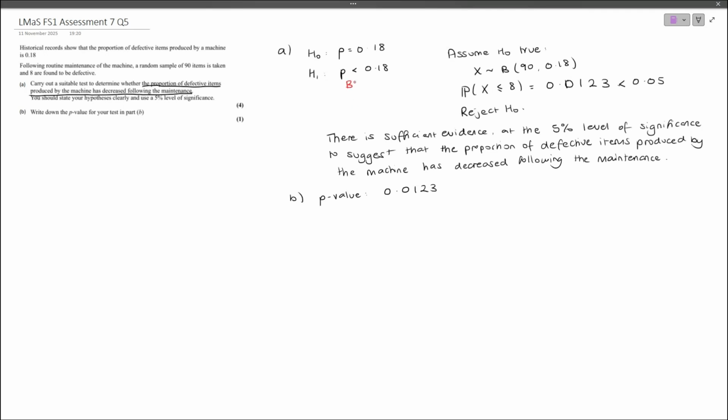There's an independent accuracy mark for the hypotheses, a method mark for a distribution, an accuracy mark for a probability, and an accuracy mark for a conclusion in context. Remember that accuracy marks depend on the immediately preceding method mark. For part B, there is an independent accuracy mark for a p-value, but that is a follow-through mark. So if you got the wrong probability in part A and copied that down, you would get the mark still.